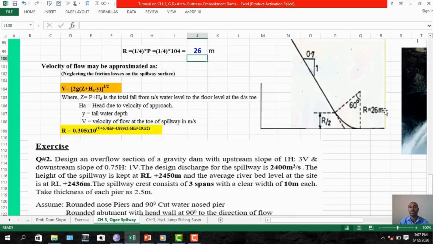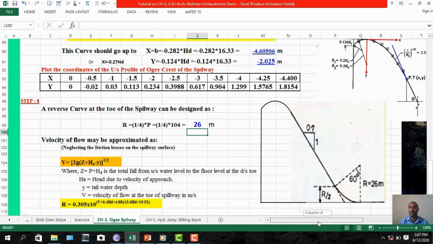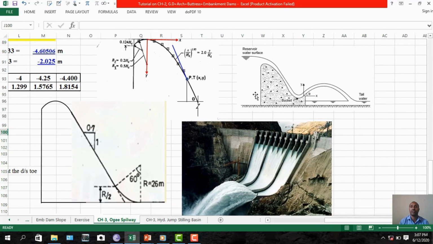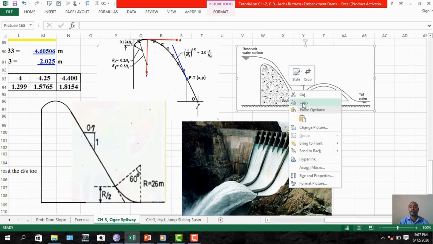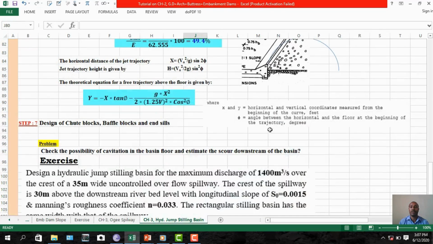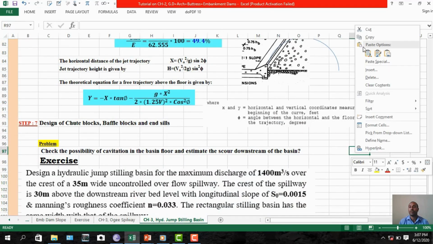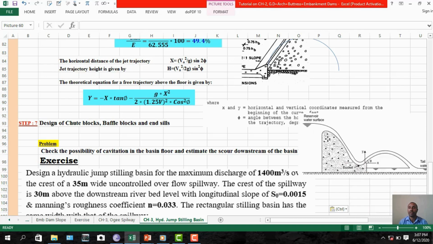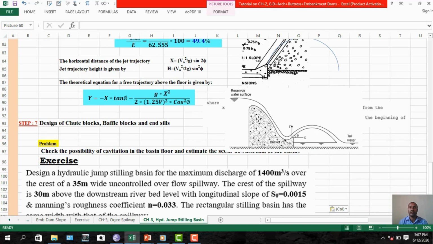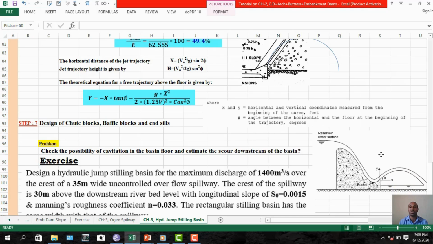I think here you have the previous example. This is the curve. You can use this one. You see, this is just the trajectory. Once you have a bucket, then it will eject into the air. So at any x distance, you can get the equation of trajectory motion. So you will use this equation.